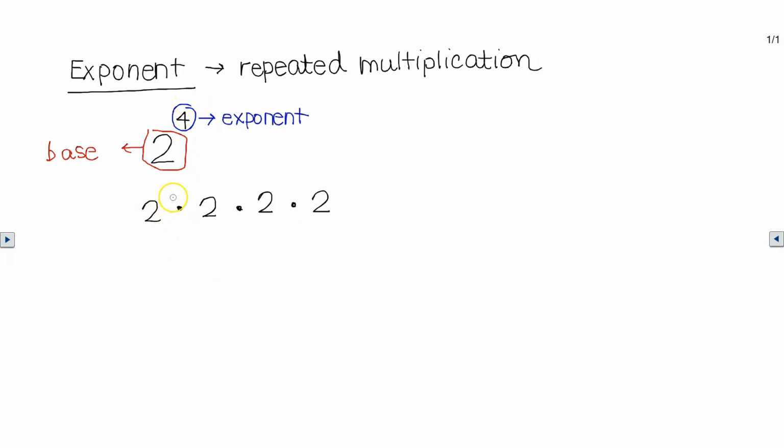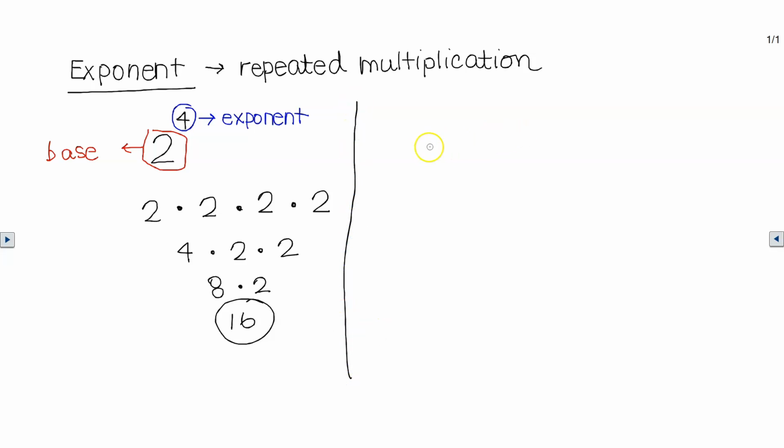Now if I work this out, 2 times 2 would be 4. That would make it 4 times 2 times 2. And then 4 times 2 would be 8. And then 8 times 2 would be 16. So 2 to the 4th power would ultimately be 16. So exponents are repeated multiplications.